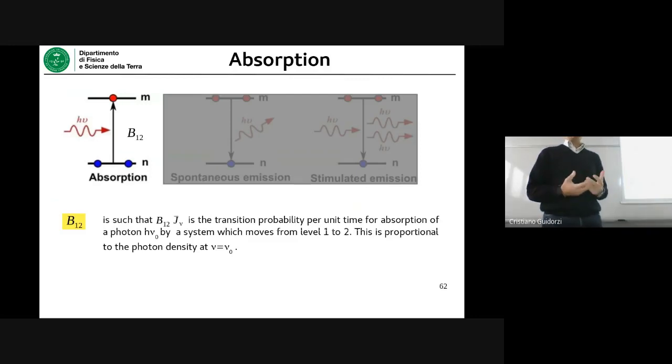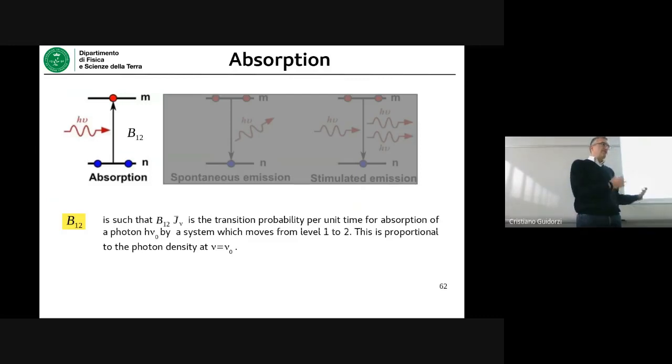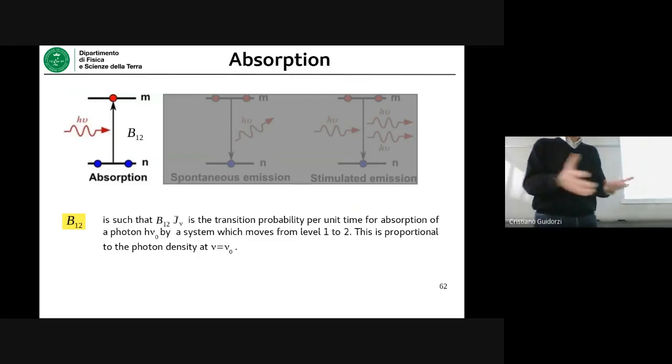And so this parameter B12 is such that when it is multiplied by J nu, where J nu is the average intensity, but I will show you the definition in a moment, the product of these two is the transition probability per unit time for the system to go from level 1 to level 2. Why is it defined in this way? Because for a given system, the more photons you have in the environment, the higher the probability per unit time. That's why it is defined as proportional to the intensity.